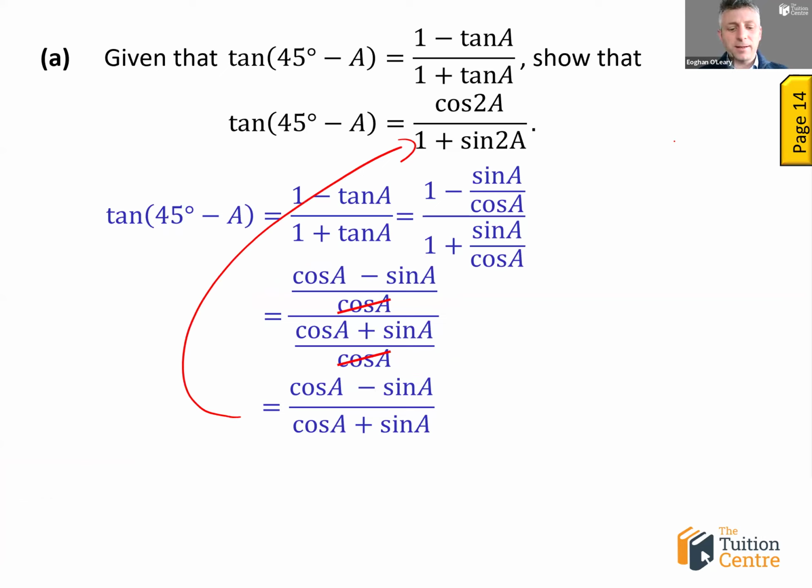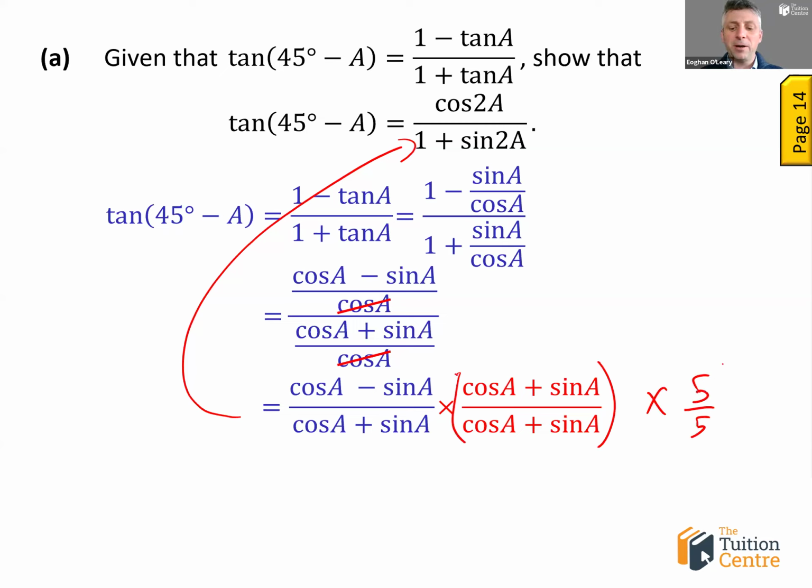Now, the next part, like, how do you know to do the next part? Well, it's kind of half art, half science. It's through practicing these questions that you see the likely strategies that are going to work. So we can see we're not where we need to be. So in this case, what I'm going to do is multiply above and below by cos A plus sine A all over cos A plus sine A. Now, it's okay to do that because if I multiply the top and the bottom by 5 over 5, well, 5 over 5 is equal to 1.